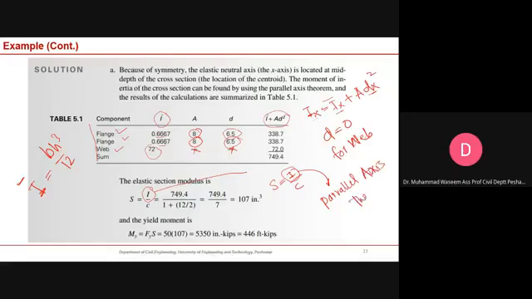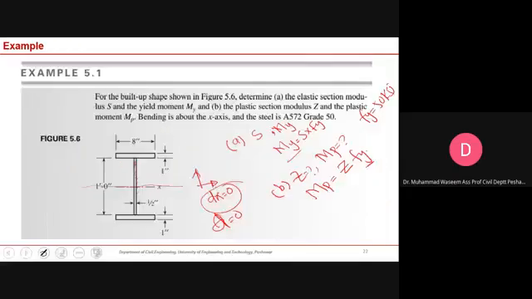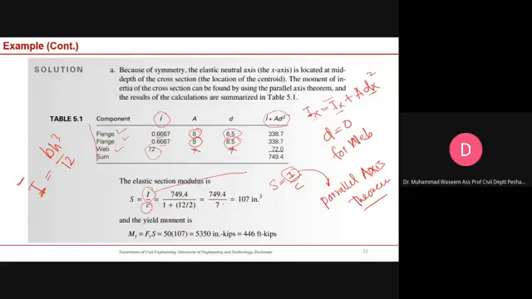Okay, for your cross section, if it is a rectangle, these two values will be the same. This C value is the distance from here to here. This will be the C value, so you can calculate C. So this is 7 inches. Once you know the elastic section modulus, you can compute the yield moment.